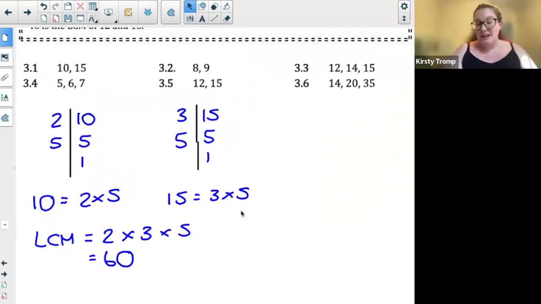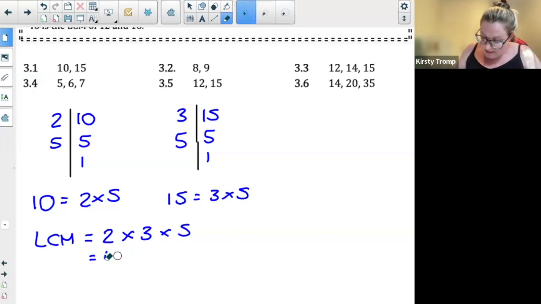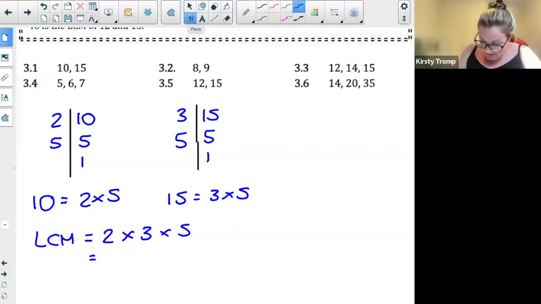And I realized that I made a mistake afterwards, and I have to correct myself, because I said that 10 times 3 was 6, and 6 times 5 was 60. It wasn't. It was 30.